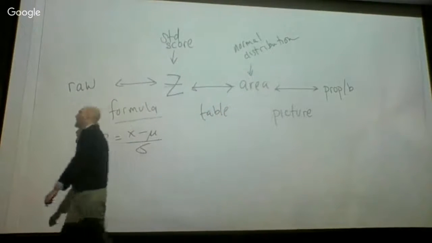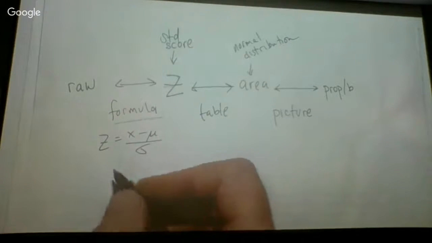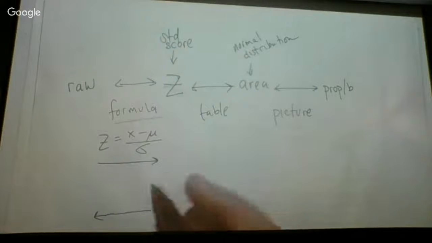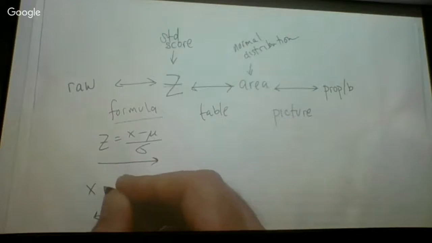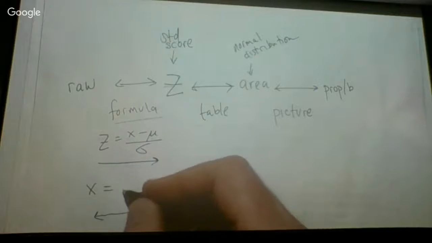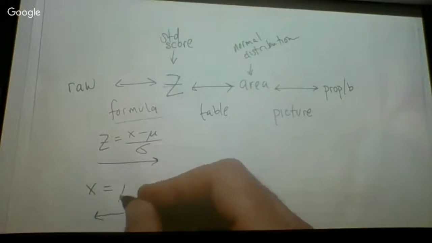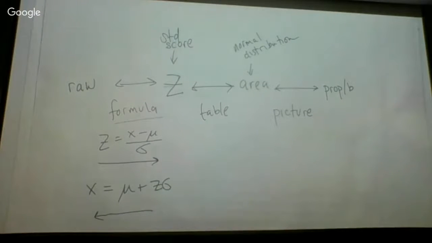Solve for x. By the way, if you're going from right to left as opposed to left to right, this is really a left to right formula. You want to go right to left. You can do a little bit of algebra here, multiply times sigma, divide by z, add mu, so that you can say that x equals, because you want to solve for that, mu plus z times sigma.